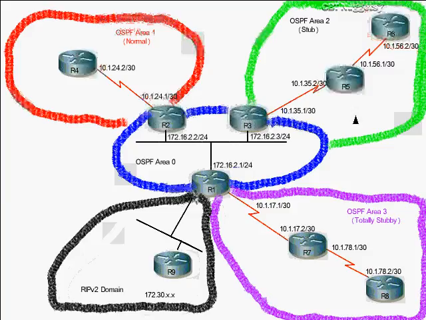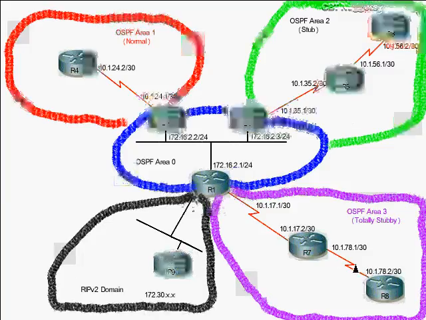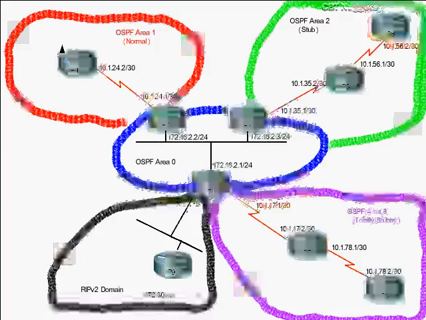We've got the stub up here and the totally stubby that will fill in at the bottom. Remember, the difference being that the stub area filters those external routes, but lets other area routes come in. The totally stubby area, which is a beautiful color, will filter even inter-area routes. So it will not see RIP routes or external routes or routes from other areas.